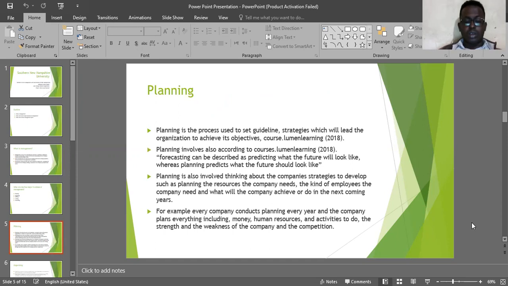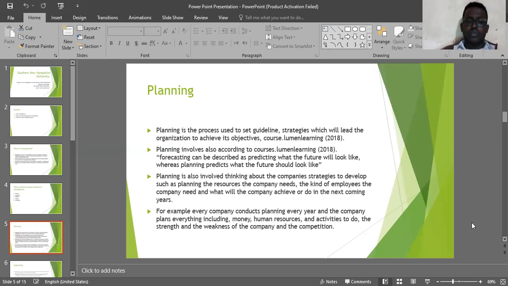Planning is the process used to set guidelines and strategies which will lead the organization to achieve its objectives, and this is according to Course Element. Planning also involves, according to Course Element in 2018, forecasting, which can be described as predicting what the future would look like, whereas planning prepares for what the future will look like.